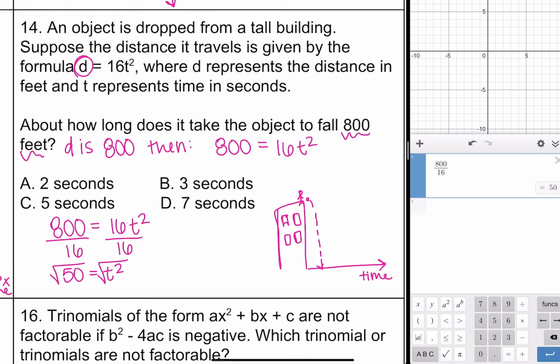So the square root of 50 is going to be a little more than 7, right? Because the square root of 49 is 7. So the square root of 50 is 7.07. And we don't want to use the negative, right? Normally we would say plus or minus the square root of 50, but we don't want to talk about negative amounts of time because that's not possible in the real world or in this scenario in particular. So we're looking at about 7 seconds.